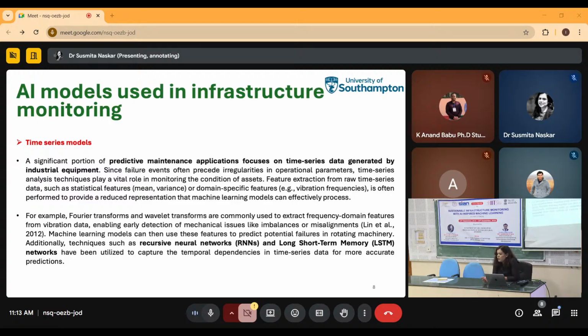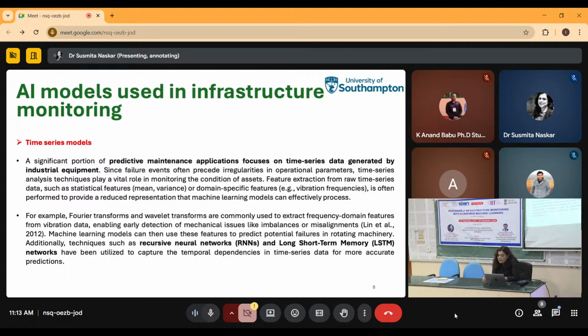They also enable early detection of issues in the structure, such as imbalances or misalignment in rotary machinery. Once these features are extracted, the machine learning model can help us predict more accurately whether there is a potential failure, or whether we need scheduled maintenance.